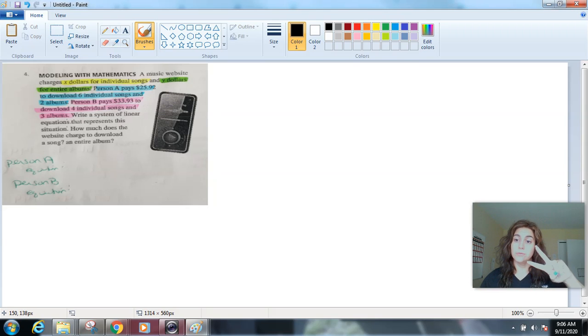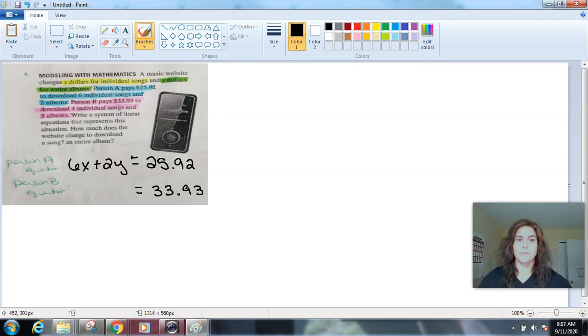So we've already split it into 2 equations already. We got person A and person B. Those are my 2 categories, my 2 equations I'm going to use. So I can create these really quick and easy. I already know individual songs are X, Y are my albums. So total was $25.92. We have 6 songs, so that's 6X, and 2 albums, so 2Y. So that's person A's total. And then person B paid $33.93, and they had 4 songs and 3 albums.